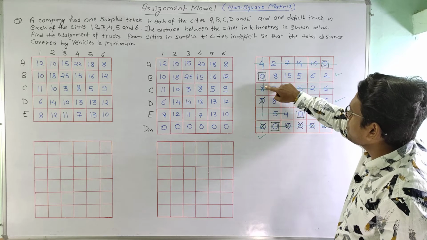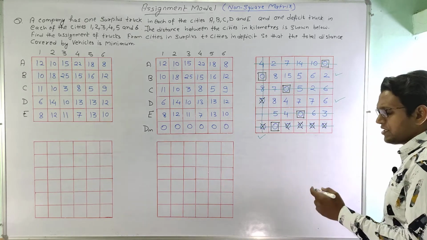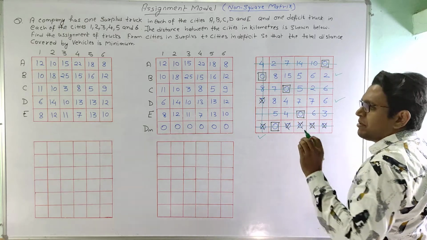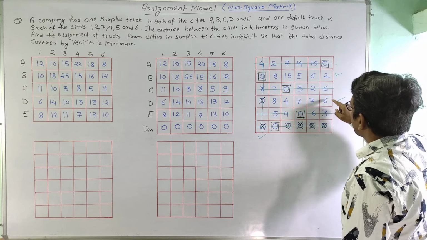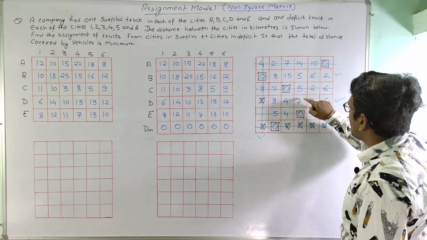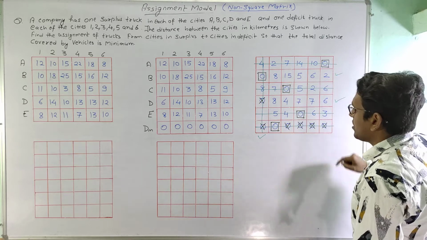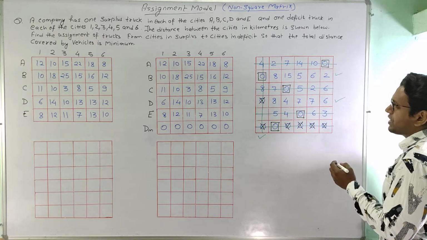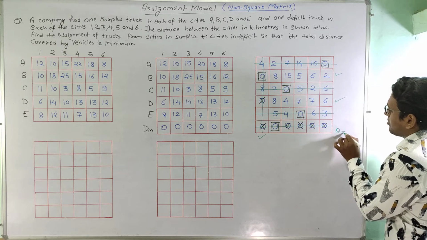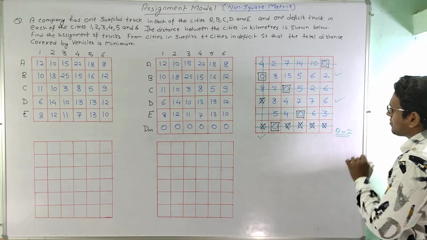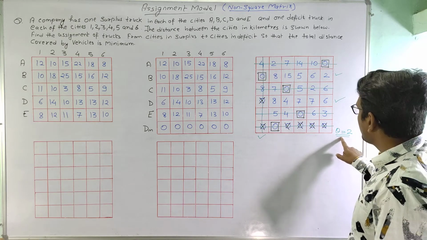So as we can see here, 2 lines are passing. Okay, so what we will do is we will select the minimum value among the cells where no lines are passing. So among the cells where no lines are passing, the minimum value here is 2. So the value of theta will be 2.